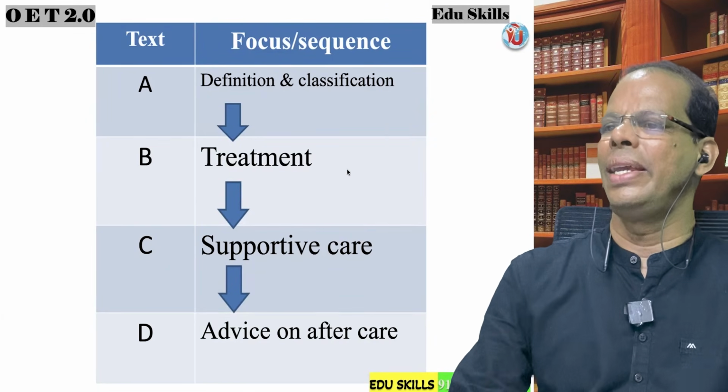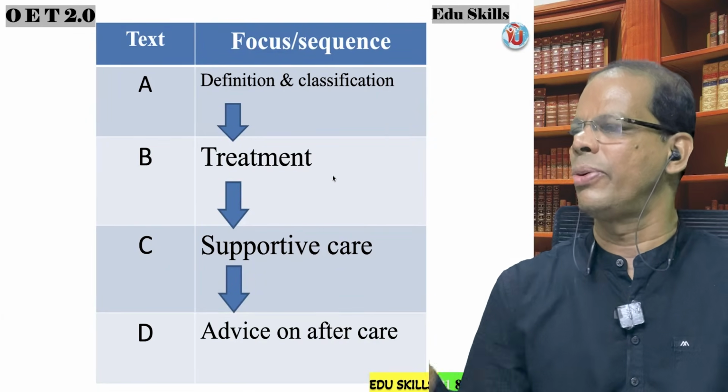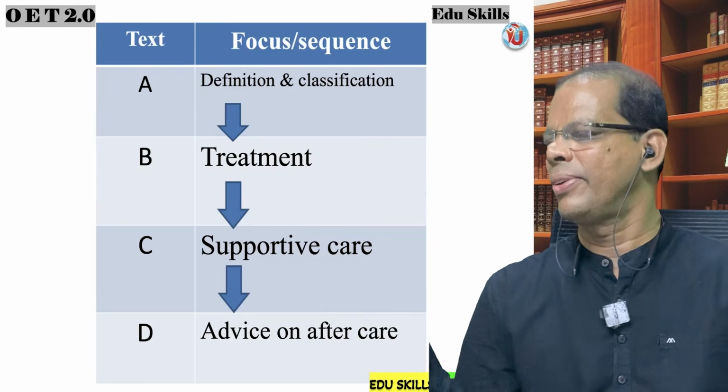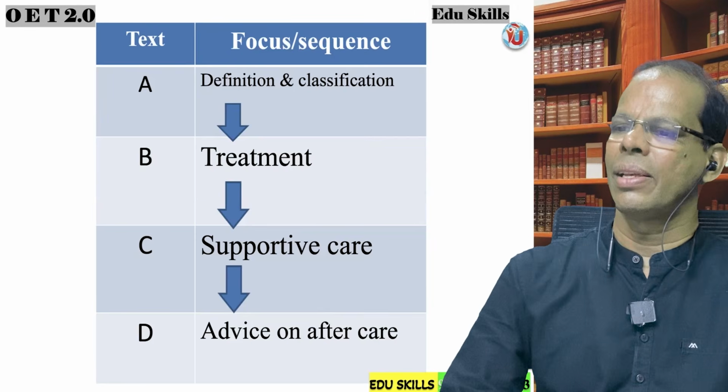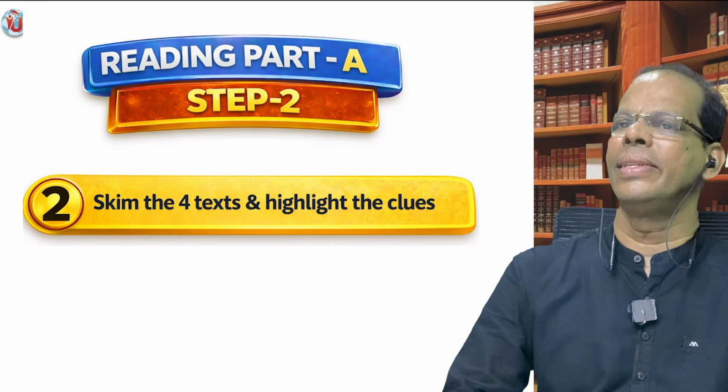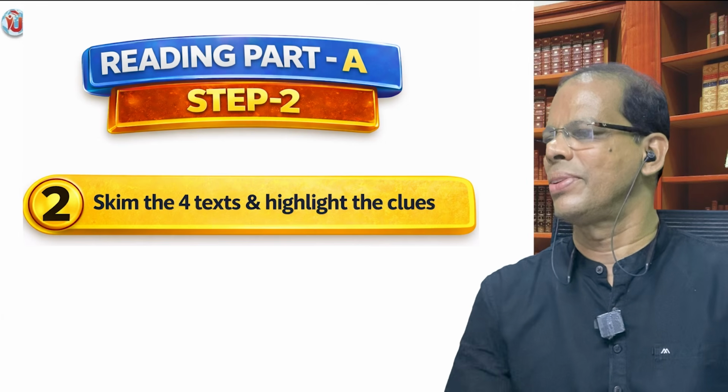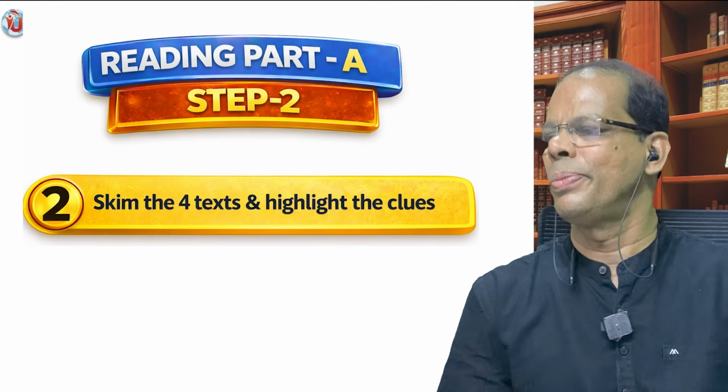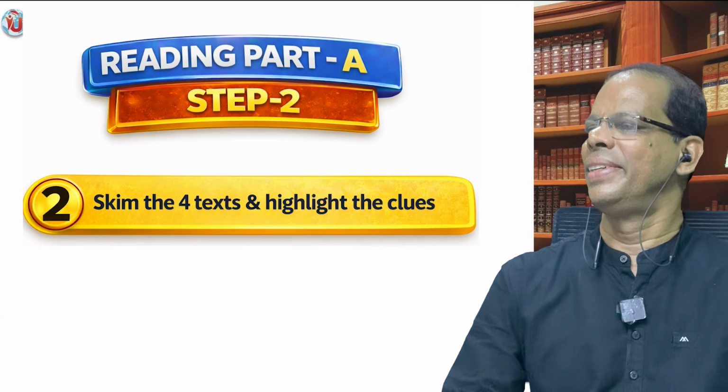You have to write this on each page of your question booklet. Text and question booklet: treatment, supportive care, advice on aftercare. Skim the 4 texts and highlight the clues. Skimming the 4 texts means you will have to do it within 20 seconds.